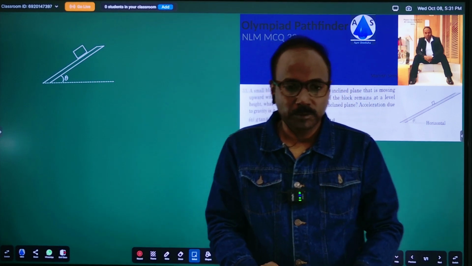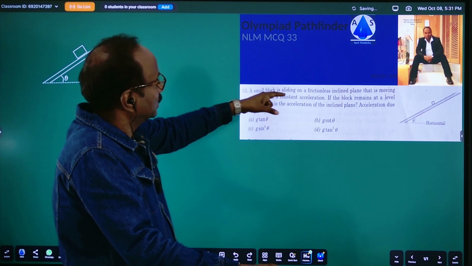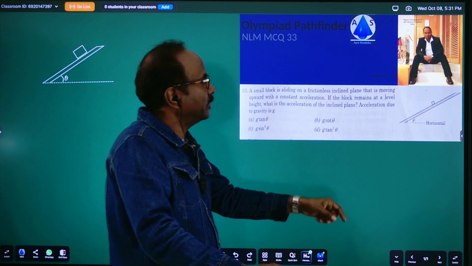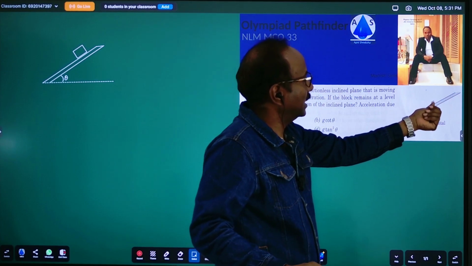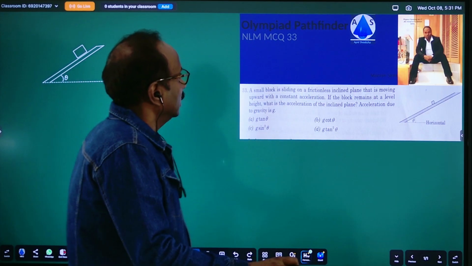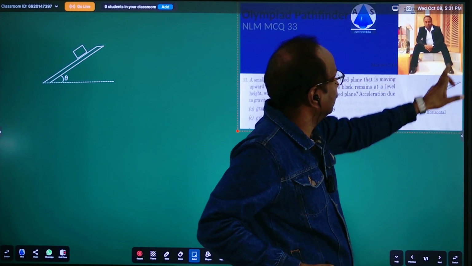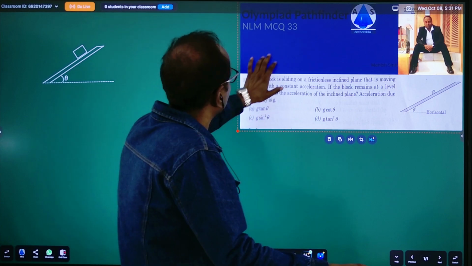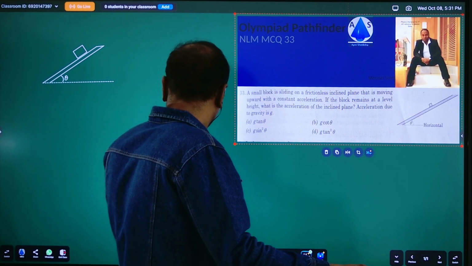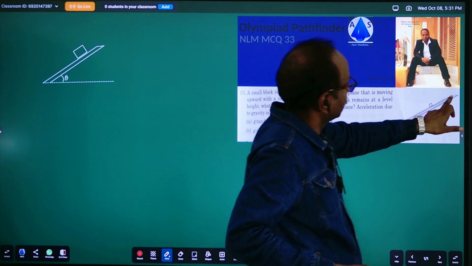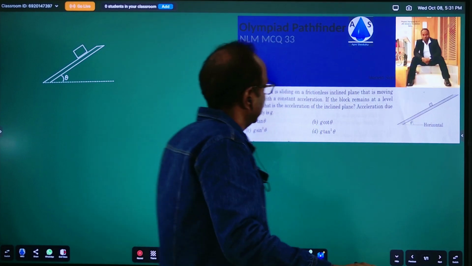Let us look into this problem now. A small block is sliding on a frictionless inclined plane. So this plane is frictionless, and this is that small block. The plane is moving upward with a constant acceleration.